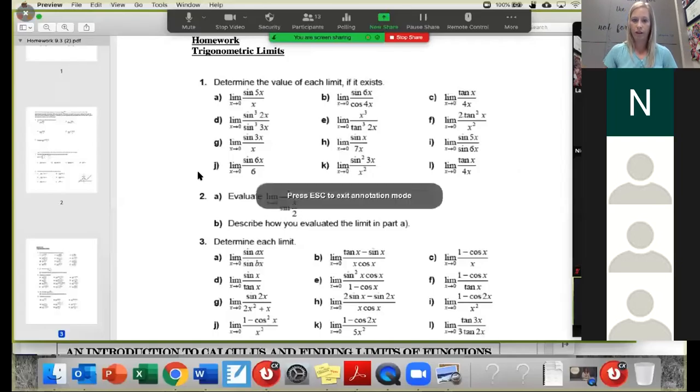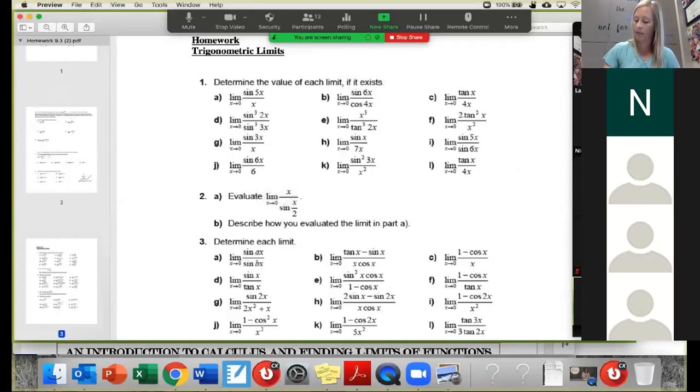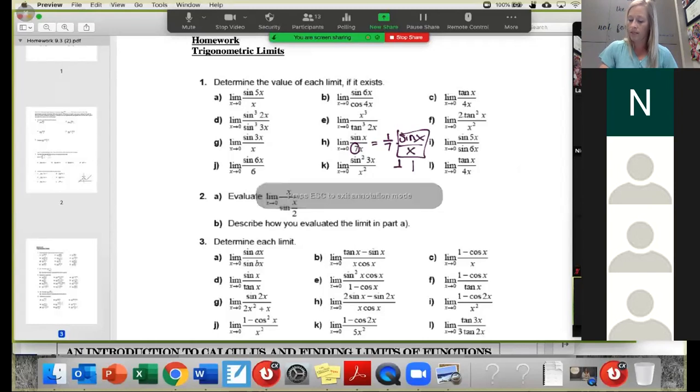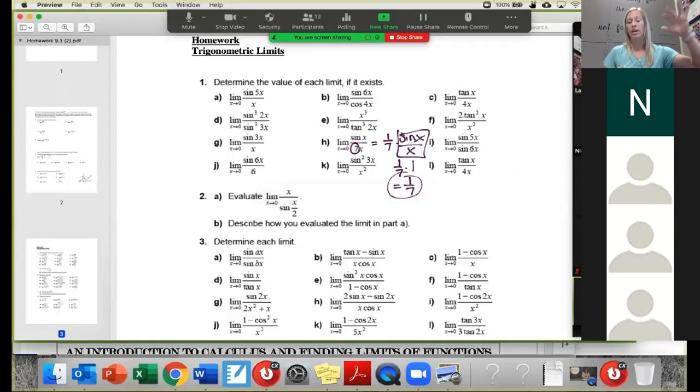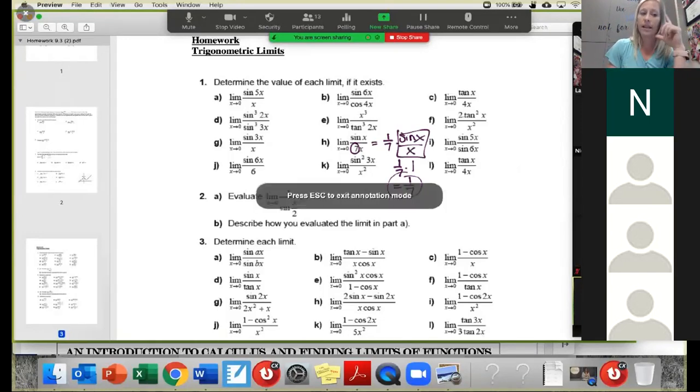H is probably the most straightforward one out of the group we've looked at in question 1. It's very similar to one of the notes ones that we did. This looks very close to one of our special trig limits, except for that 7 right there. So really you're thinking of this as 1/7 times sine x over x. What did we say the limit of sine x over x is? 1. So 1/7 times 1 just gives me 1/7. There's not a whole lot of manipulation. You're just looking at the number in the front of it, and that's really going to be your limit.